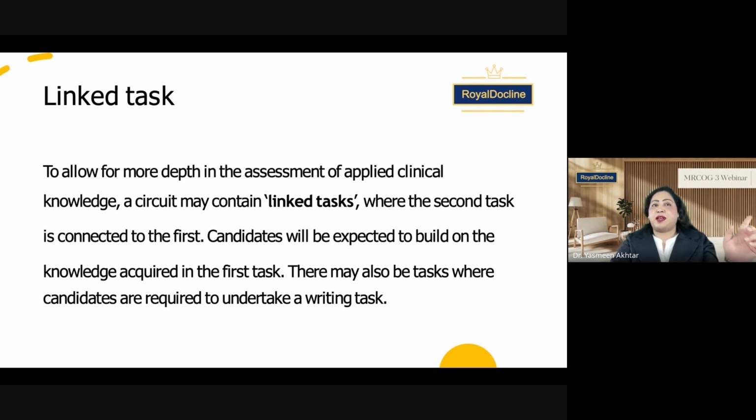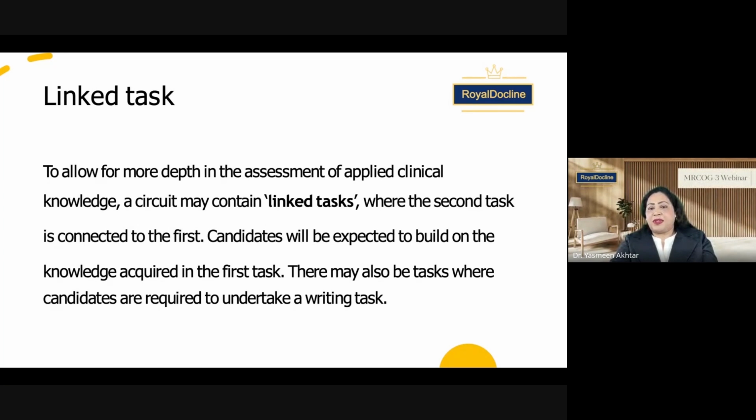And in the next linked task, there was a point related to clinical governance, which included incident reporting, risk assessment, risk analysis and duty of candor. All of these are buzzwords the examiner wanted to hear. And the examiner was sitting over there, and it was a structured viva, this linked task.